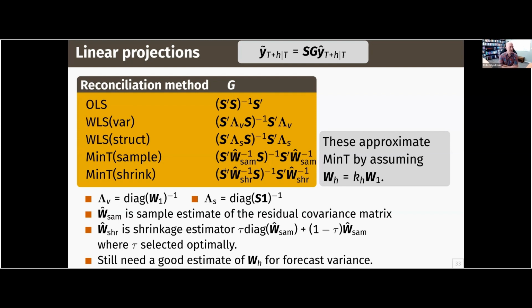Okay, so we have 5 different solutions, 3 of them diagonal, 2 of them allowing for the off diagonals. This allows us to get the y tildes. It doesn't actually help in getting the prediction intervals, because you do need the WH fully for that. You're not going to get things cancelling out. So it won't help us to get the forecast variance, but it will help us get the point forecasts.